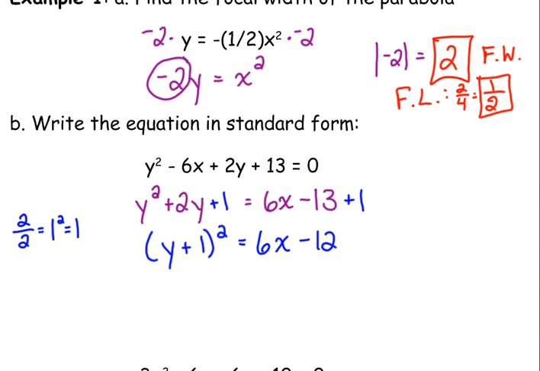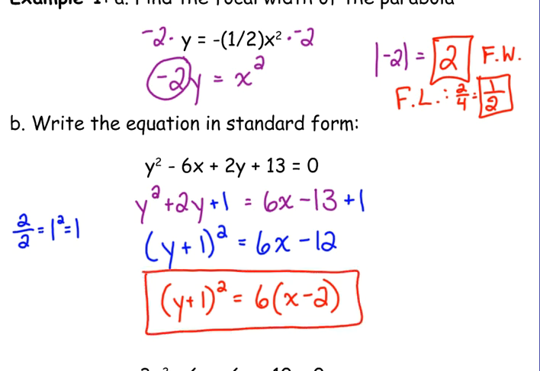That's not exactly how it looks in standard form. In standard form, they factor out the constant in front of the x term. So this would be y plus 1 squared is equal to 6 times x minus 2. That is the equation of this parabola in standard form.